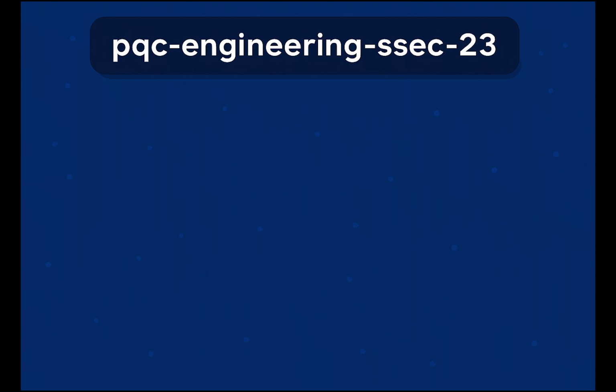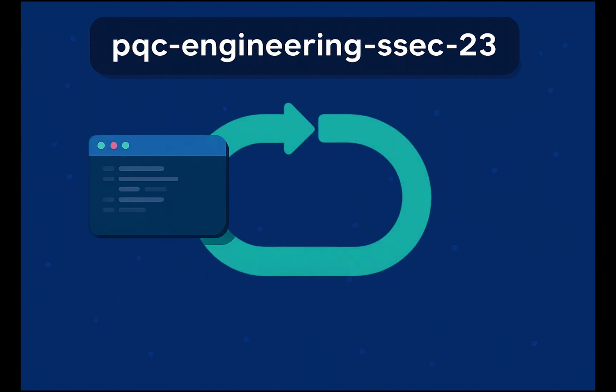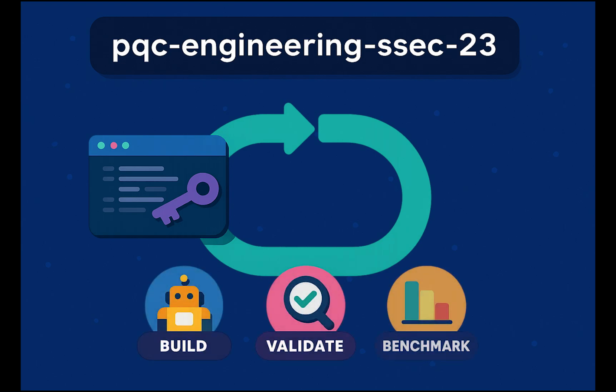In the world of cryptography, a robust continuous integration pipeline ensures that every change to the code is automatically built, validated, and benchmarked, preventing costly errors and preserving trust in the final product.